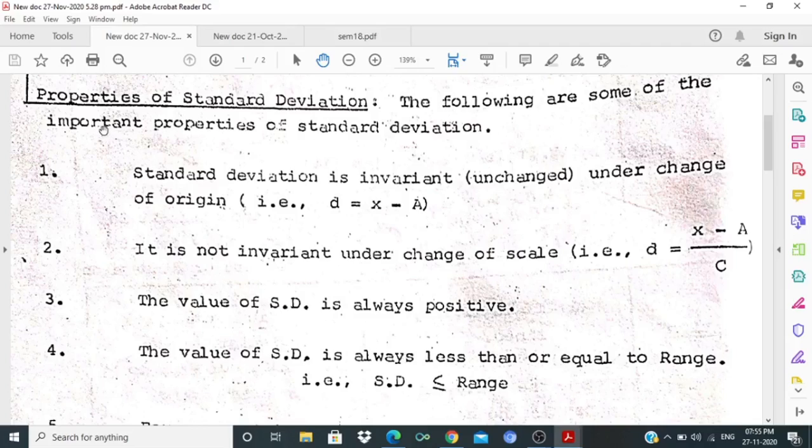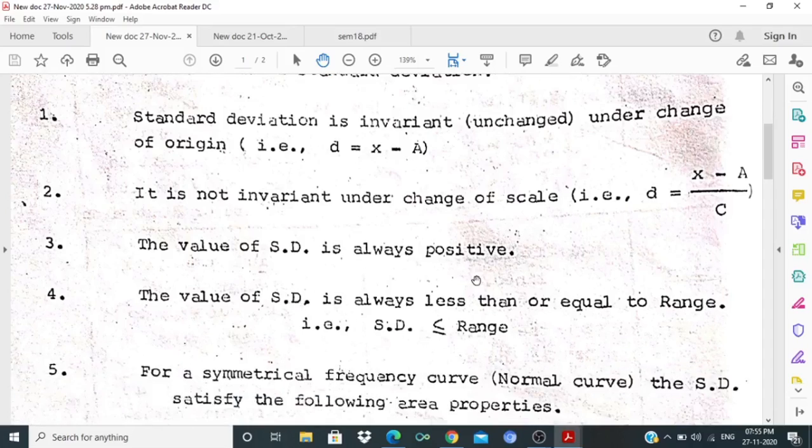Now we discuss the properties of standard deviation. The following are some important properties of standard deviation. The standard deviation is invariant, unchanged, under change of origin. If we add or subtract any value from the variable, the standard deviation does not change. But the standard deviation is not invariant under change of scale. If we multiply or divide the variable by an arbitrary value, then accordingly the standard deviation also changes.